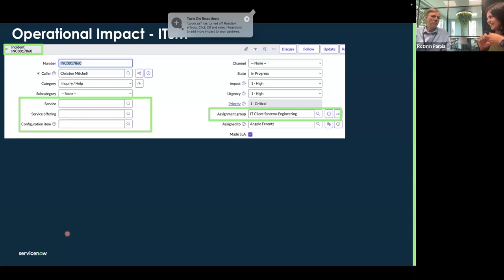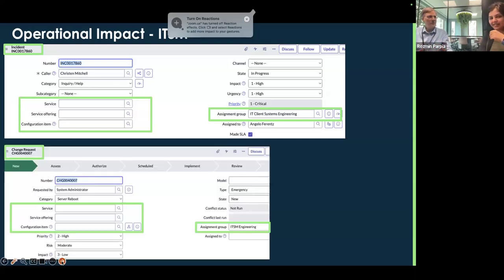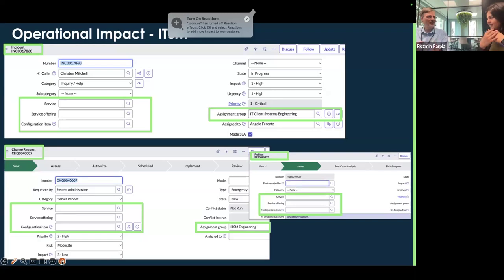Well, that's our root. That's where we started, right? And now the CI tells us what the change is against, what the problem is against. It gives us the context of the incident. So the data fields on these tables are service offering, CI, and the assignment group that ties together with your CSDM model, right? Those are the core from a best practice perspective. Some people don't even have the configuration item exposed.